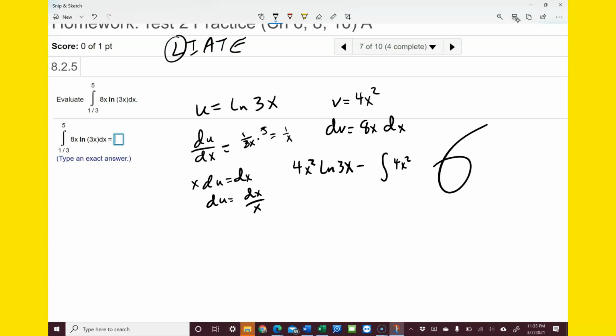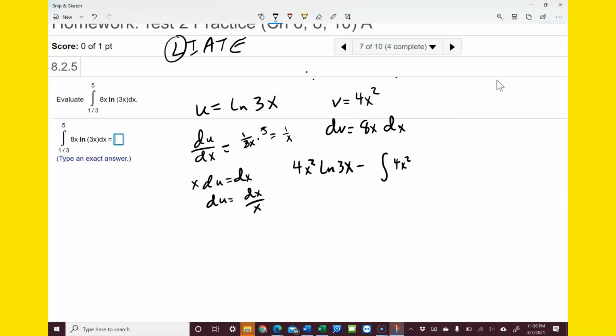Why is this not working? Where's my darn eraser? I can't get my eraser to work. So, I'm just going to keep going. Just mark this out. Well, okay, now my eraser decides to work.